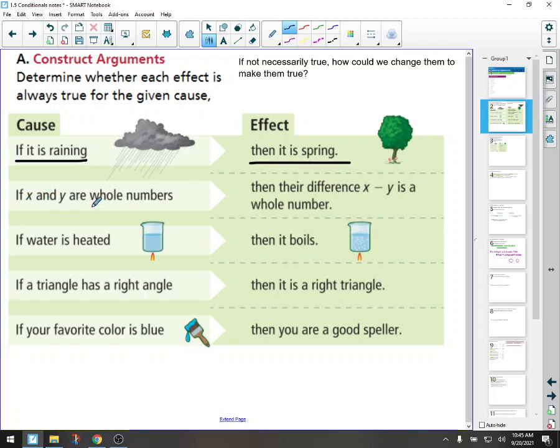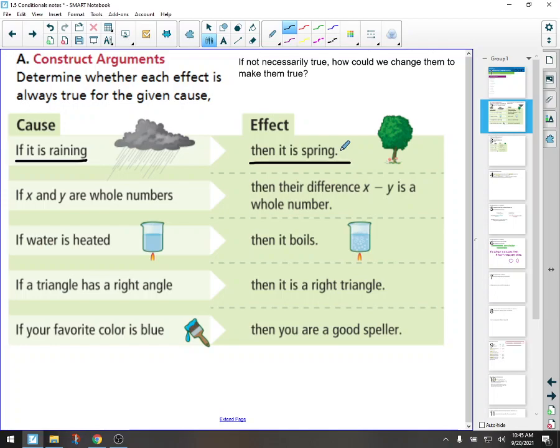If X and Y are whole numbers, then their difference, X minus Y, is a whole number. Is that true? If water is heated, then it boils. Is that always true? If a triangle has a right angle, then it is a right triangle, sorry. Is that always true? And then if your favorite color is blue, then you are a good speller. Is that always true? So we'll talk through those super obvious ones first, then we'll look at the not so obvious ones.